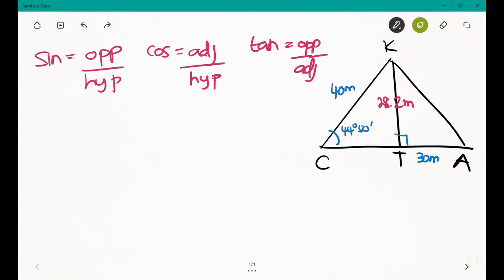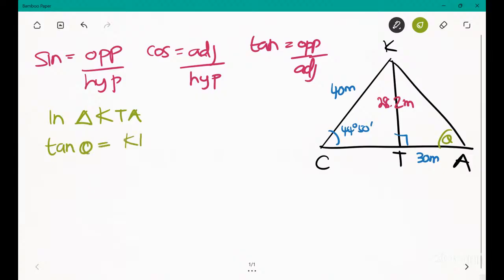So then we look at the equation that we need, which is tan. I'll mark this as theta. So in triangle KTA, tan theta is going to be equal to opposite over adjacent. Opposite is KT, adjacent is AT, so KT over AT.